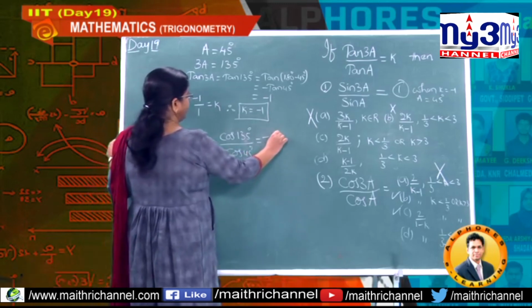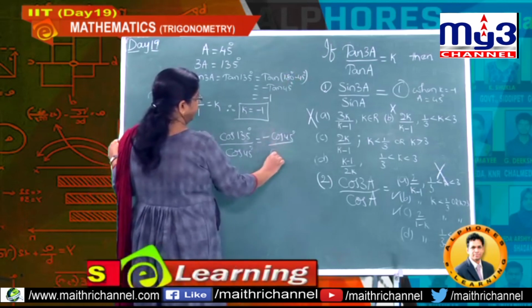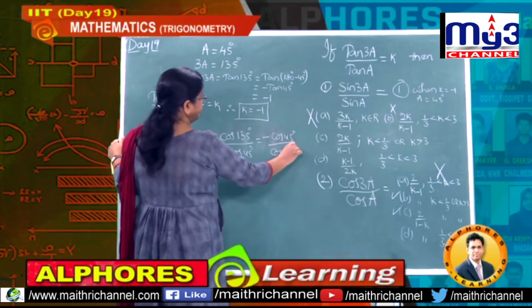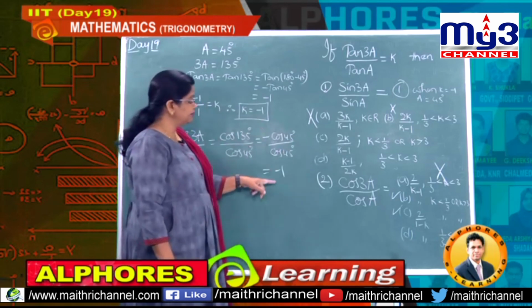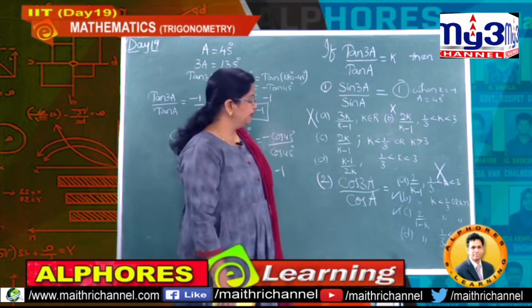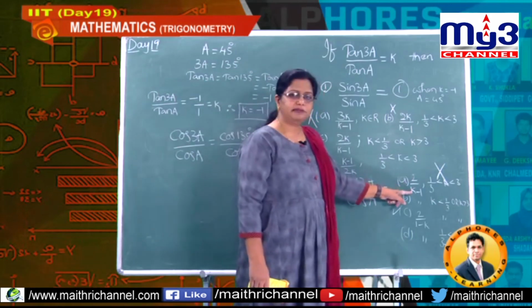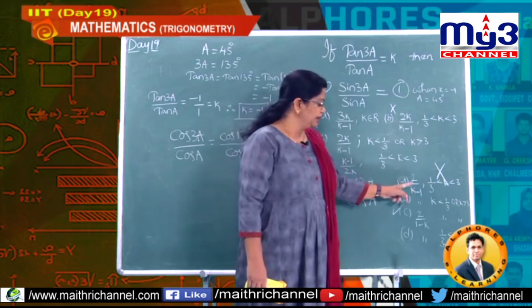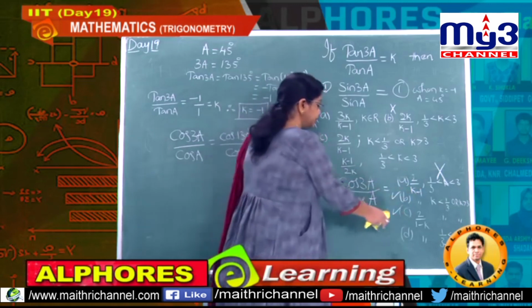Whereas this is minus cos 45 degrees, and divided by cos 45 degrees, therefore the value is minus 1. This implies k is minus 1, and this value is also minus 1. So students, which option is satisfying? I will take 2 by minus 1 minus 1, that is minus 1. So finally option B is the perfect answer.